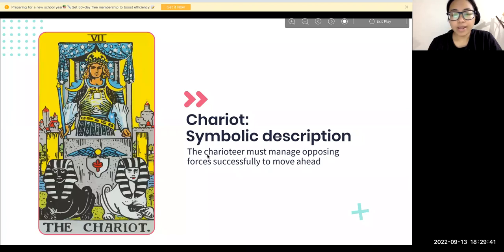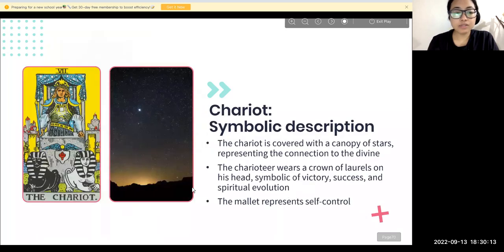All right. So now look here at the Chariot. The Chariot must manage opposing forces successfully to move ahead, right? It means that in order for you to move ahead in life, you have to bring balance. You have to balance your emotions, both the negative and positive emotions, all of it. That is exactly what the Chariot is trying to say: sometimes you need to bring that inner balance to move ahead in life.